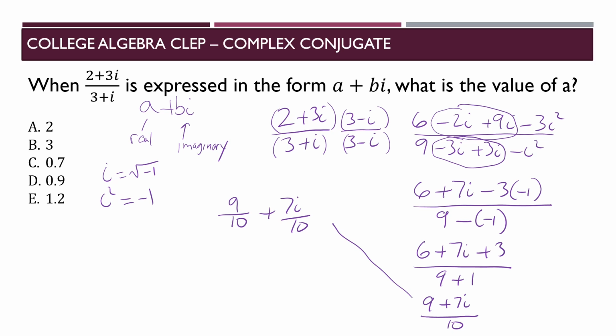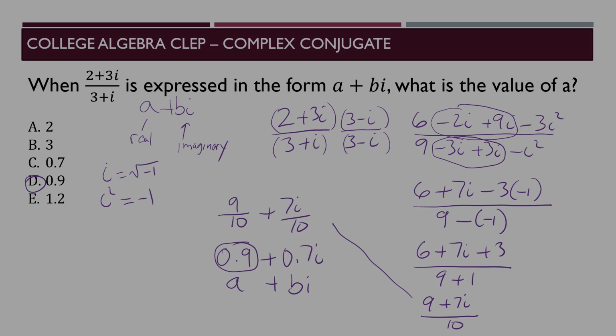And in decimal, 9/10 is 0.9, and 7/10 will be 0.7. Okay, so we have 0.9 + 0.7i. This is in our a + bi format. So we want to know what's the value of a, so it's going to be 0.9. Answer D.